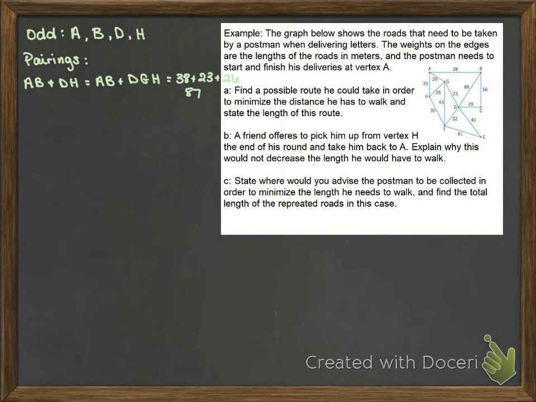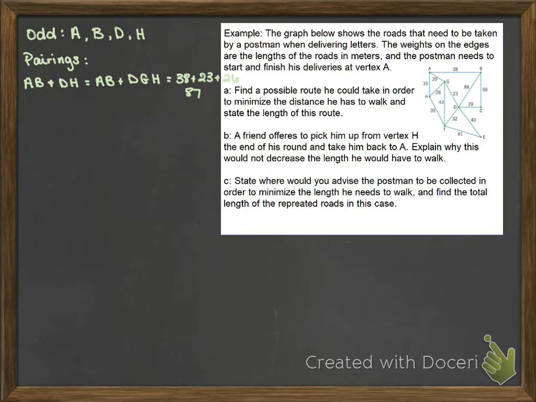But then D to H, if we notice, there's no direct connection. So we need to look at what is the connection of least weight, and that is through G. So D to H is going to be 23 plus 26. Add that to AB, which is 38. So that whole path or grouping is going to be 87. So that is one pairing of our four vertices.